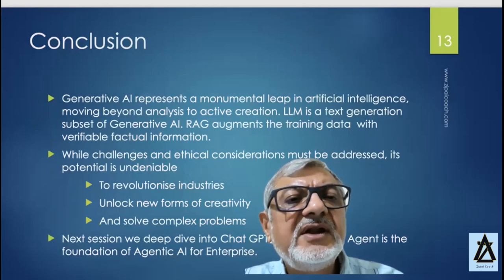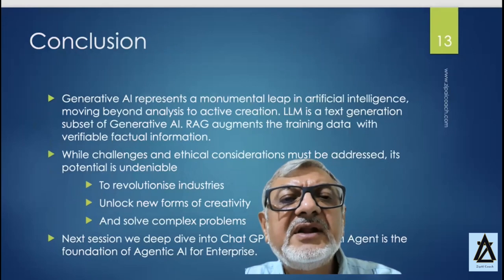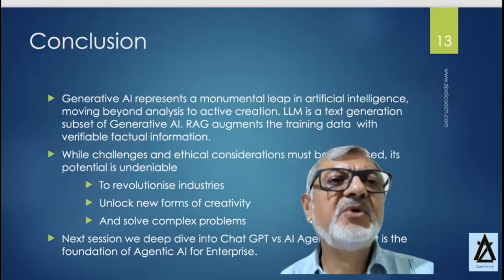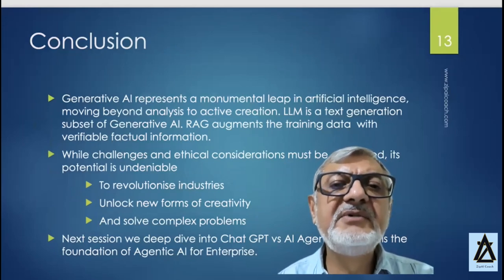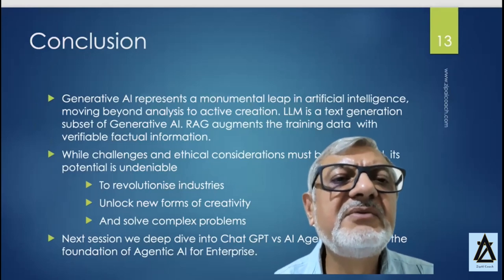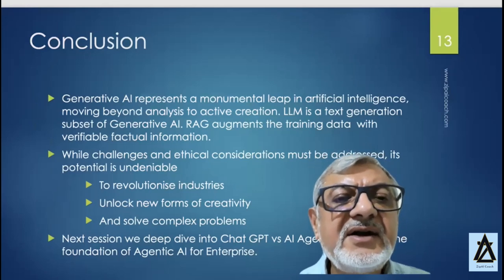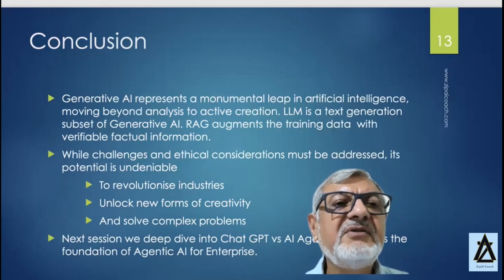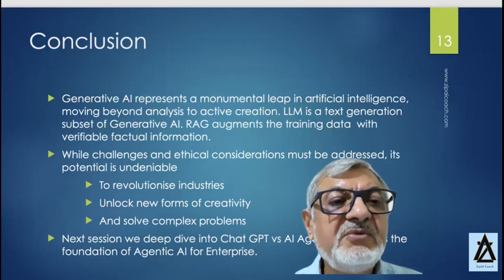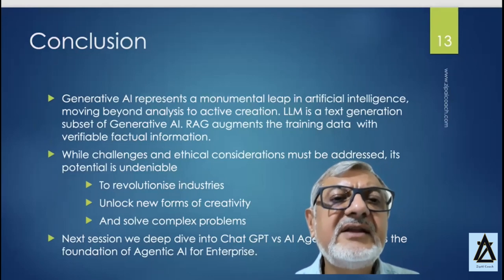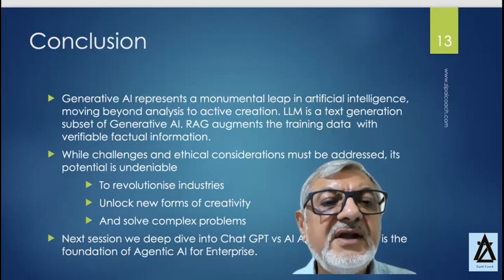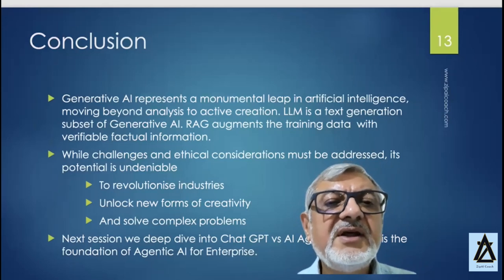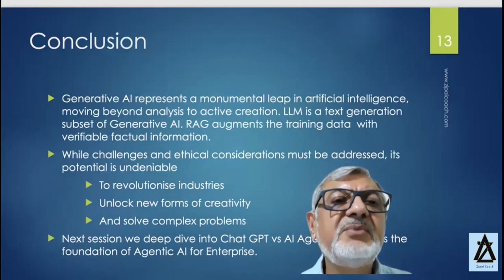So we conclude: generative AI represents a monumental leap in artificial intelligence, which goes beyond analysis to active creation. An LLM is a text-based generator, which is a subset of generative AI. RAG augments the training data with verifiable factual information, while challenges and ethical considerations must be addressed. But to revolutionize industries, unlock new forms of creativity, and solve complex problems, artificial intelligence has tremendous potential.